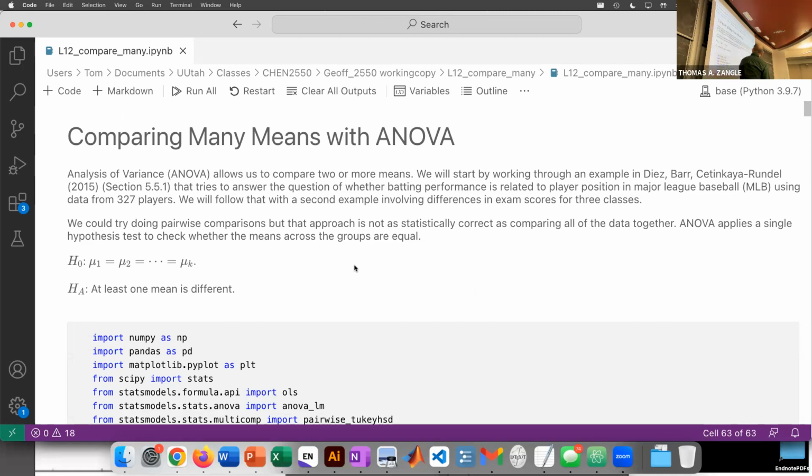And the first thing that we're going to do when we're applying this ANOVA type analysis is we're going to evaluate the null hypothesis that all the means are equal.